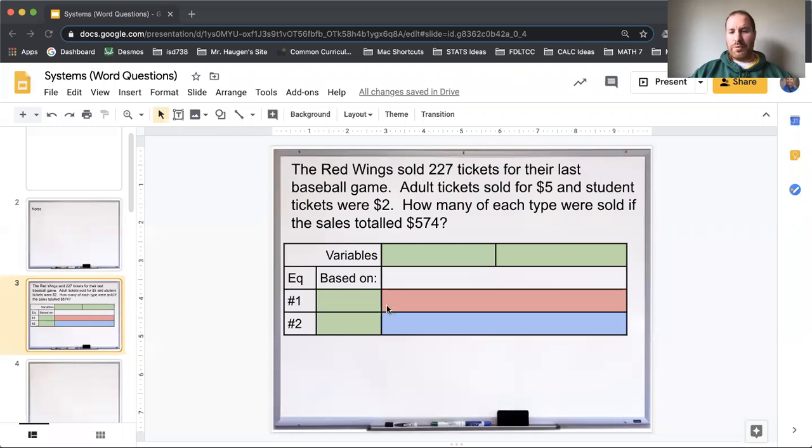So we're going to take a look at one example. I'm going to show you those three ways. You can use any one of them. It doesn't make a difference to me as long as you're going through and working that stuff out. So the example we're going to go over here: we just got some tickets. There's 227 total for a baseball game. Adult tickets were $5. Student tickets are $2. How many of each type were sold if the sales totaled $574?